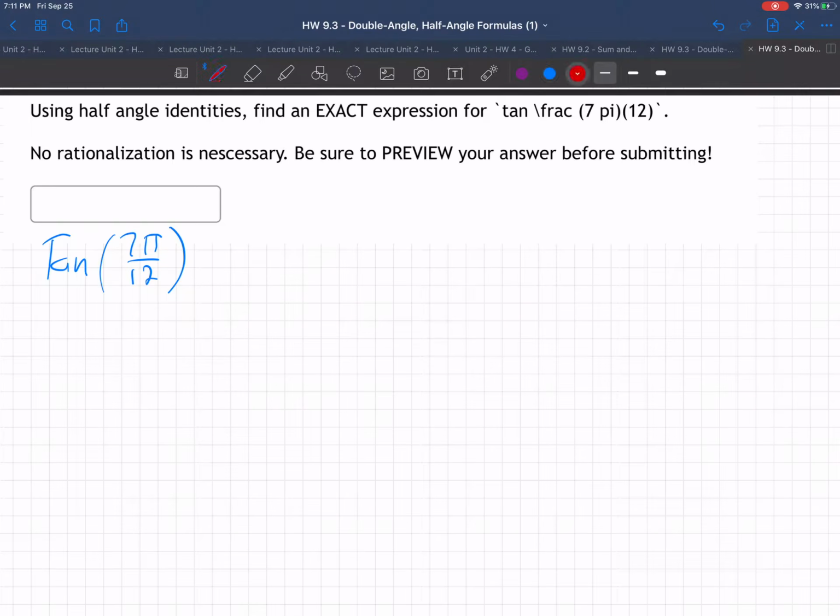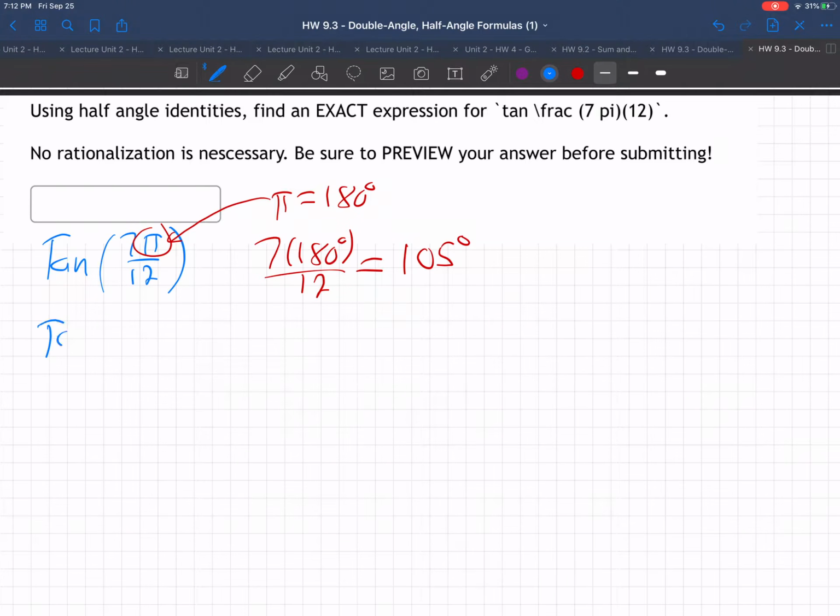Well, the first thing I would do would be to plug in pi as 180 degrees, right? So this will become 7 times 180 degrees all over 12. Use your calculator. 7 times 180 divided by 12, 105 degrees. So really what they're asking of us then is find the tangent of 105 degrees.